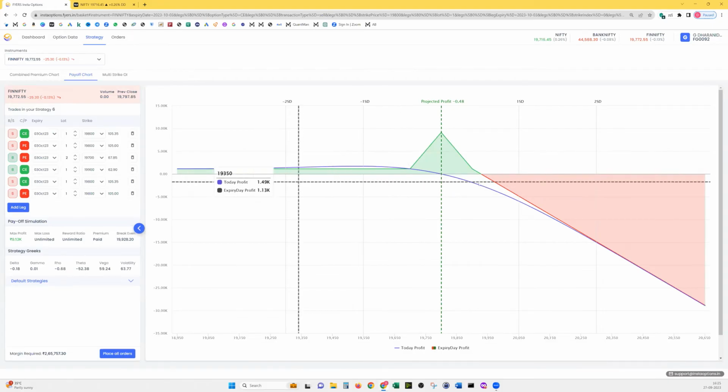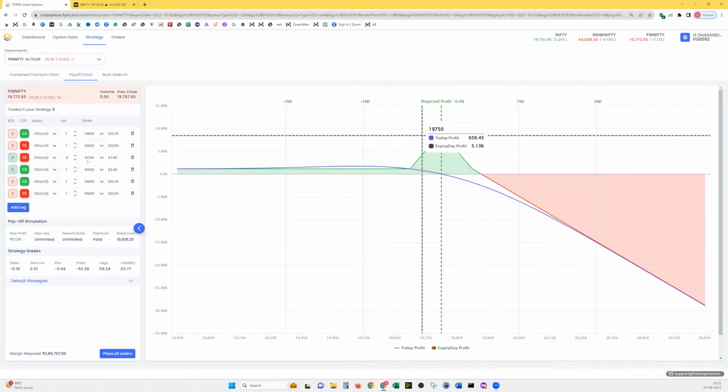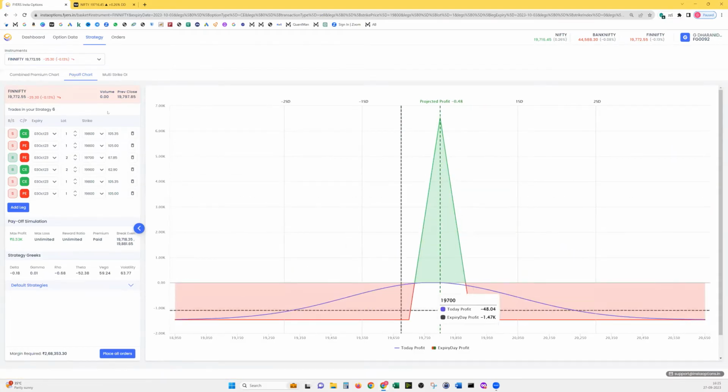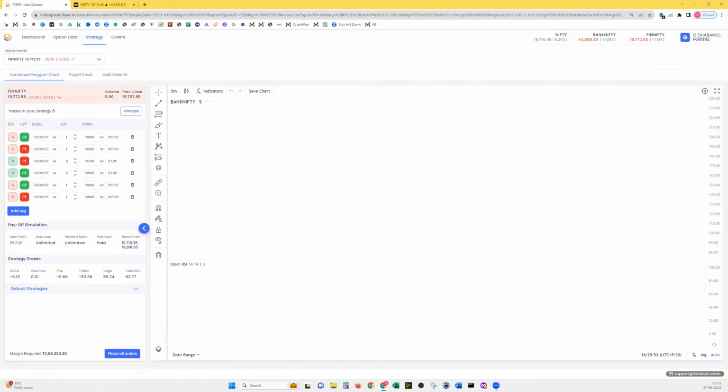So this is the chart we have seen, and I'm going to make it a risk defined strategy, and then I can go ahead and look into the combined premium.